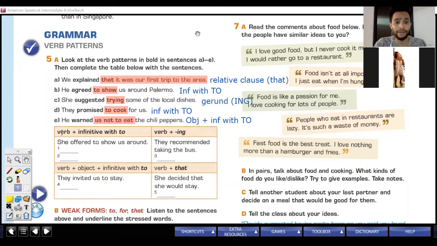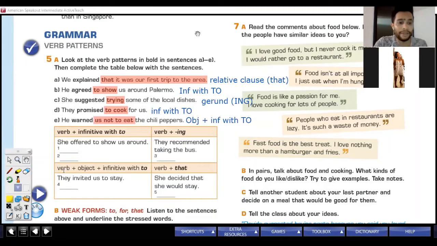So we got here the first one, right? No, this is the second one. Verb plus infinitive with to, just like she offered to show us, right? Again, here. Verb, pattern number 2, verb with ing, like they recommended taking the bus. Again, recommended is the verb, and then taking. The verb takes on the ing or the gerund form.